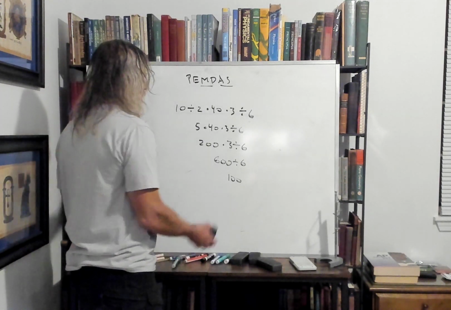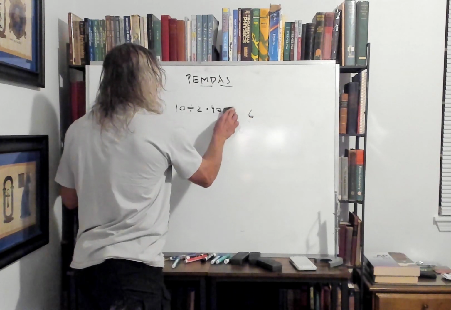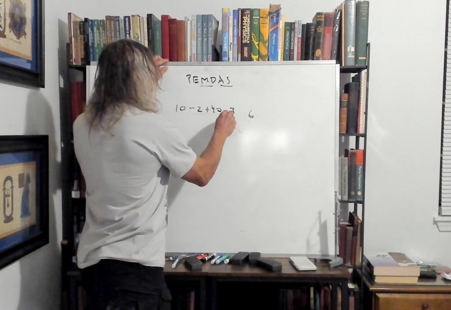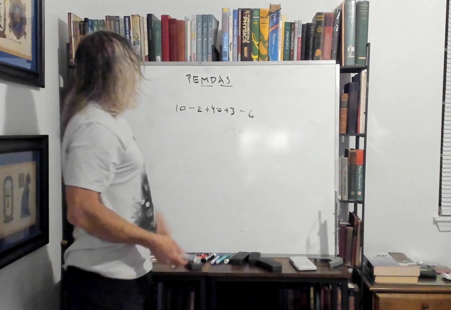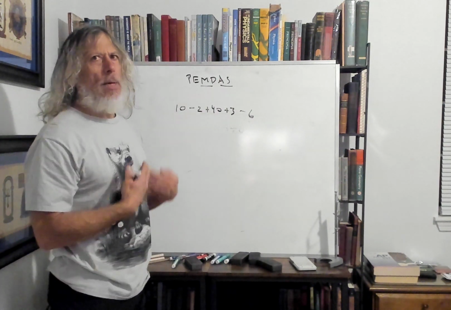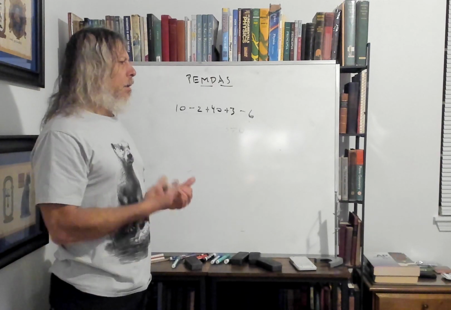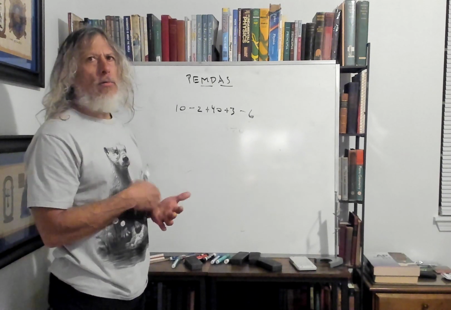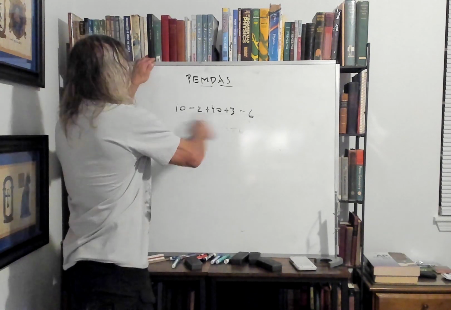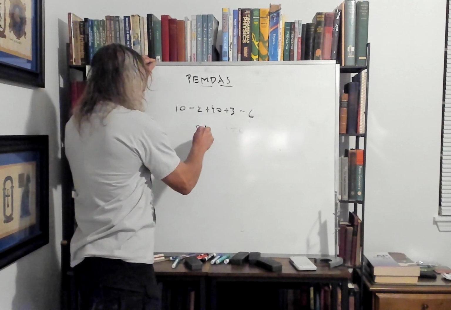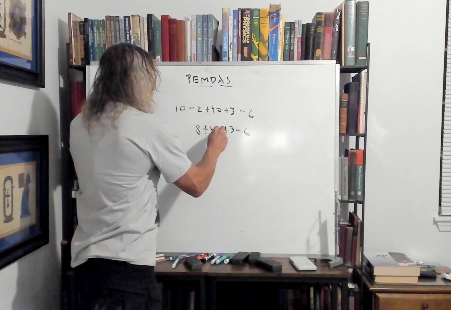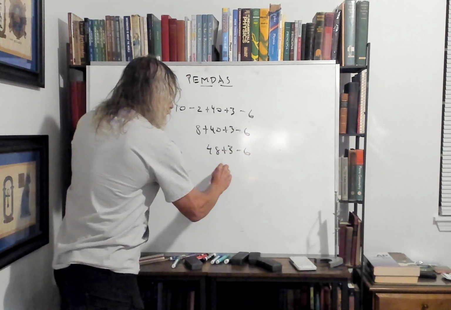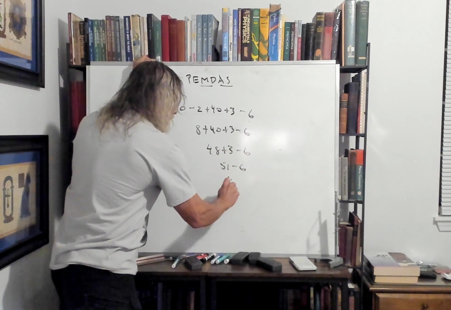So let's say we did this: we do addition and subtraction as we find them from left to right. You might want to write that down. Multiplication and division from left to right as you find them. Addition and subtraction from left to right as you find them. So first, 10 minus 2 is 8. 8 plus 40, 48. 48 plus 3, 51. 51 minus 6, 45.